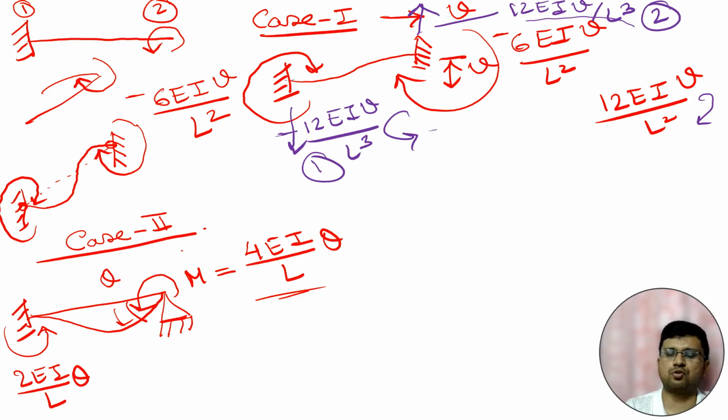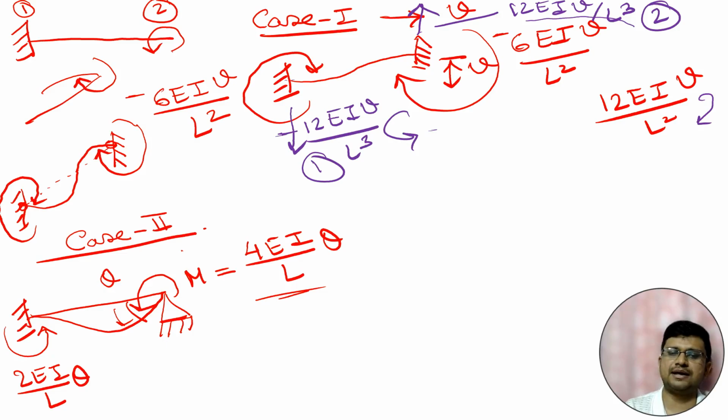I think you know about the concept of carryover moment, which is very important for the moment distribution method. From the moment distribution method, we know that if we apply moment M at this particular joint, at the hinge joint, then the moment that will develop at the far end will be half of this moment. So this will be half of 4 EI by L into theta, which is 2 EI by L into theta, and for both cases the direction will be the same.